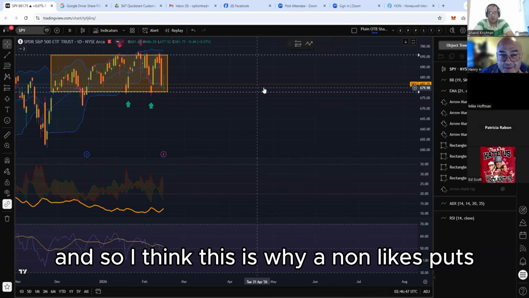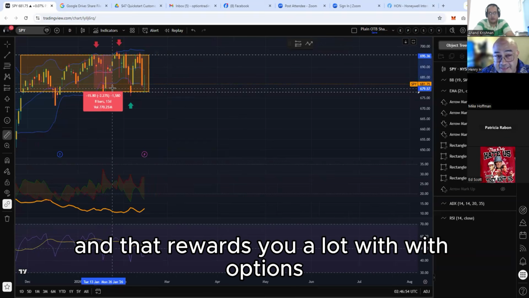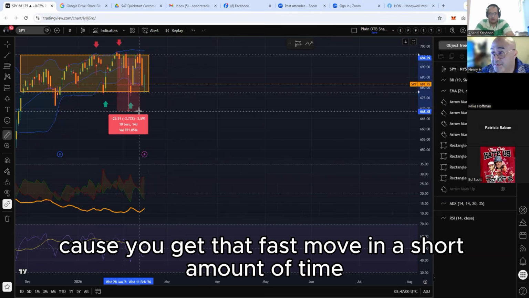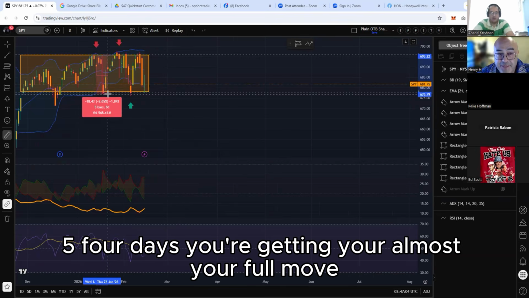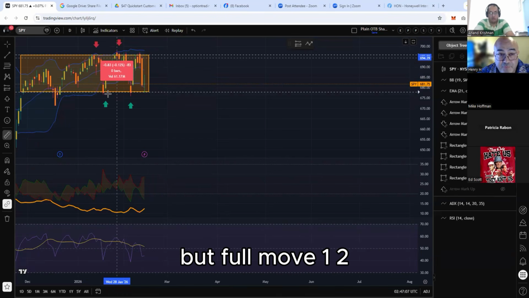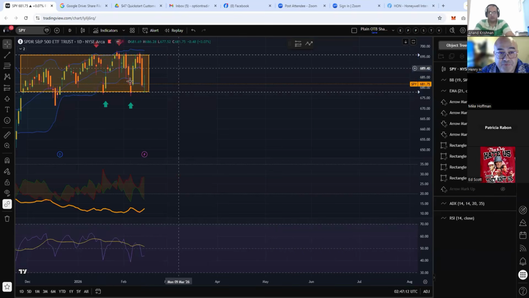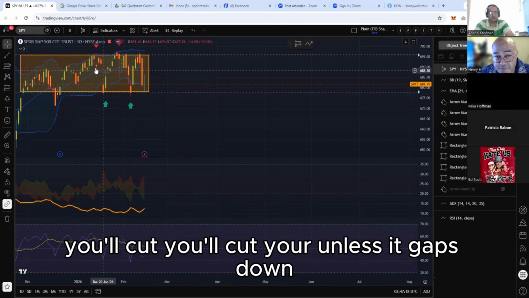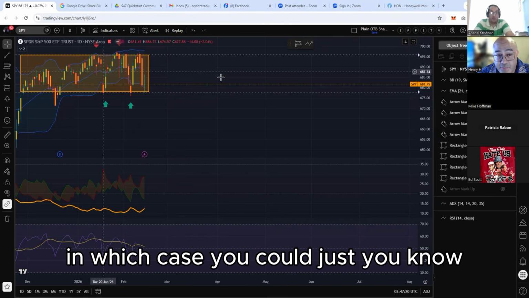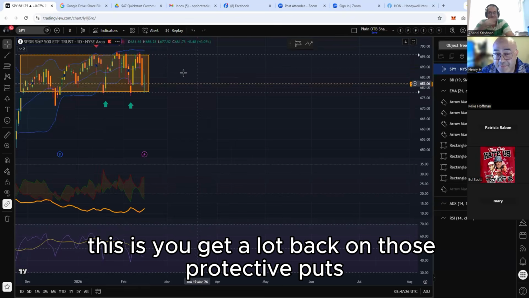And I think this is why Anon likes protective puts, because you get your money so fast, and that rewards you a lot with options because you get a fast move in a short amount of time. So in this, 1, 2, 3, 4, 5, 4 days, you're getting almost your full move. 1, 2, 3, 4, 5, 6, 7, that's 1 week with your full move. If you want to be safe, you'll take the top Bollinger and end here in the middle. Unless it gaps down, in which case you just get more than you thought you would. You get a lot back on those protective puts.